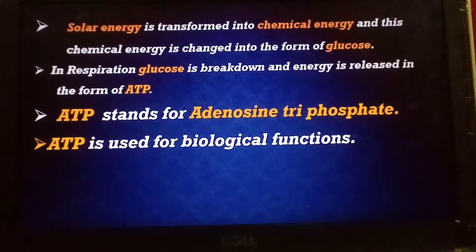Here we have adenosine and triphosphate, meaning there will be 3 phosphates with us in adenosine triphosphate. Tri means 3. ATP is used for biological functions. The functions which are done in the body of animals are called biological functions. For biological functions they use ATP because ATP is a stored form of energy.